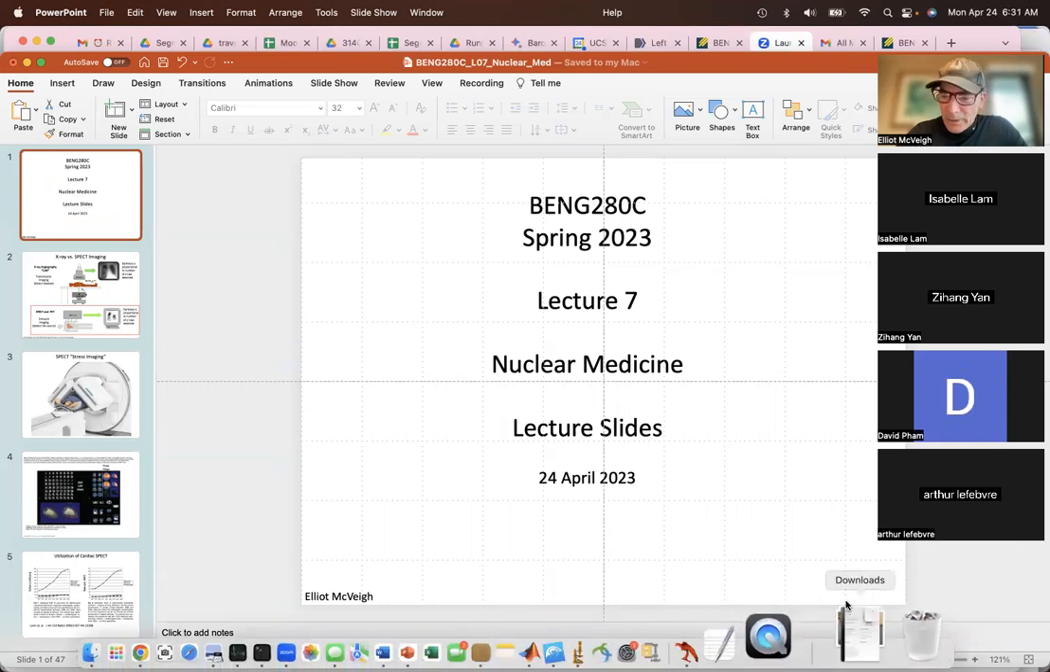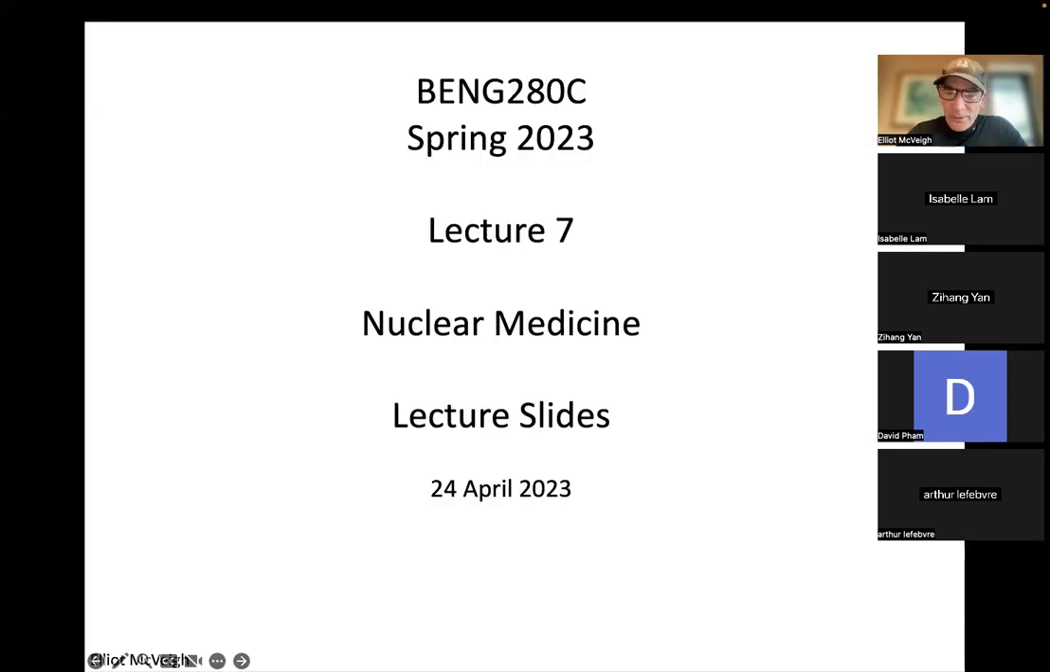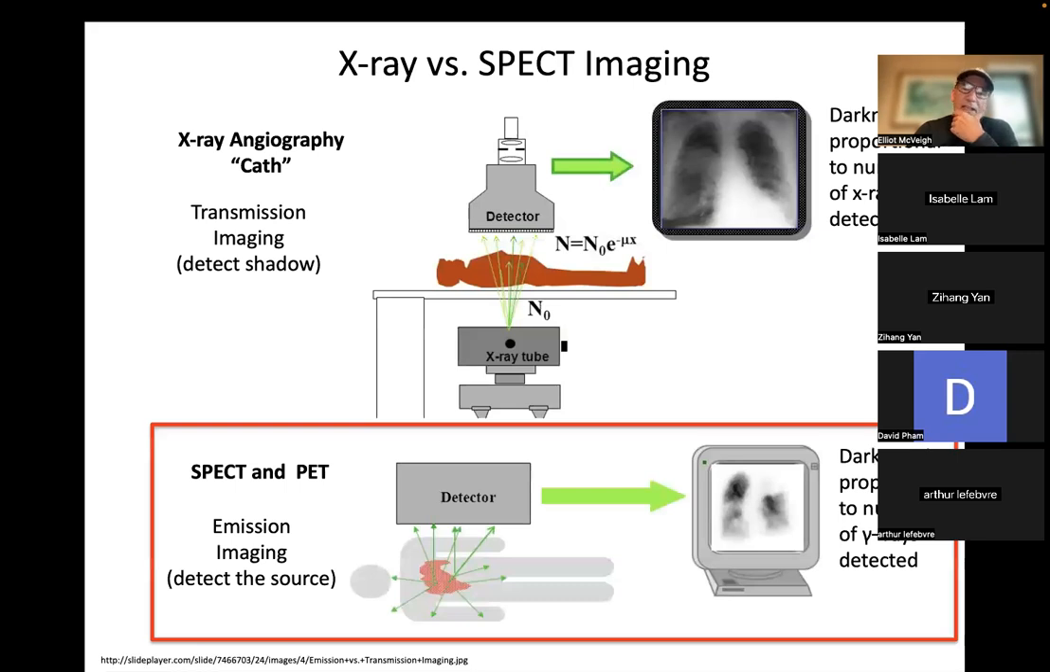So we're doing a new topic today. We're racing through these various techniques. And I'm going to put this menu away. There it is. So today we're going to look at SPECT, basically, or single photon emission computed tomography.